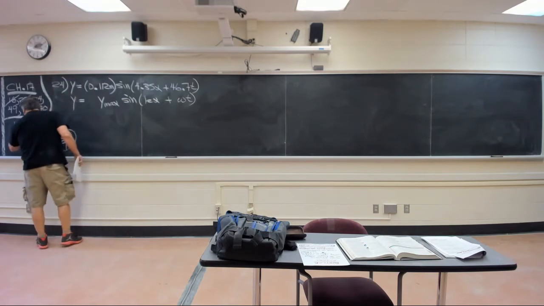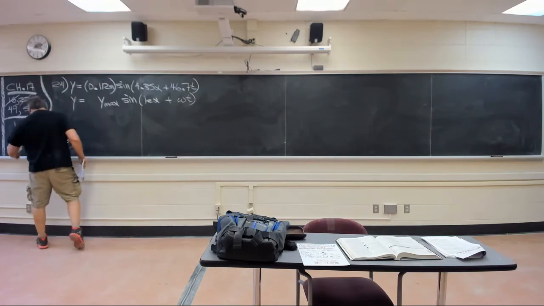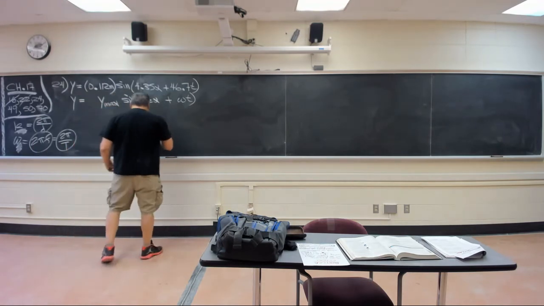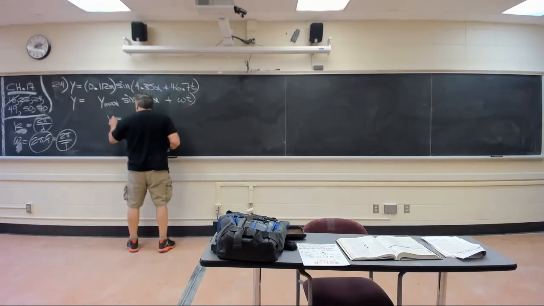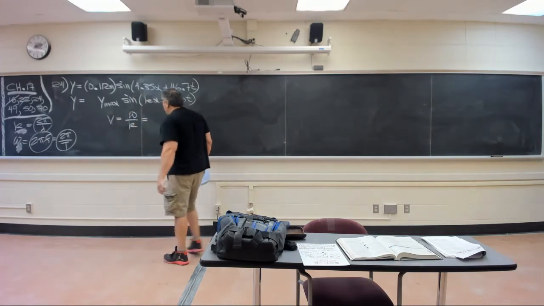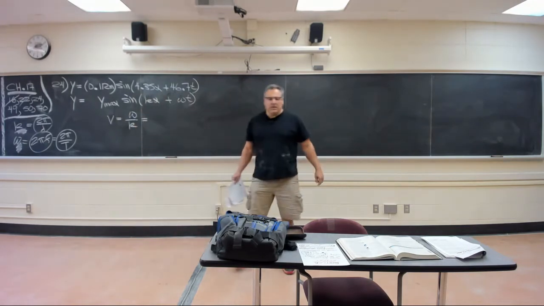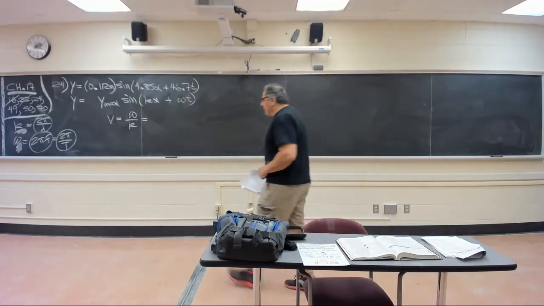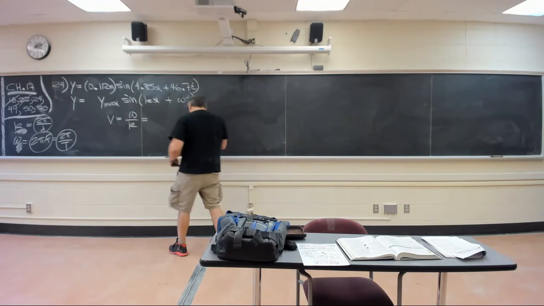So we know what's going on. We know what K is. We know how to do a lot of stuff, guys. 2 pi f divided by 2 pi over lambda is lambda f, which is going to be the speed of propagation.